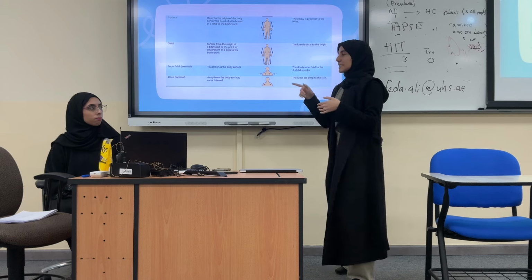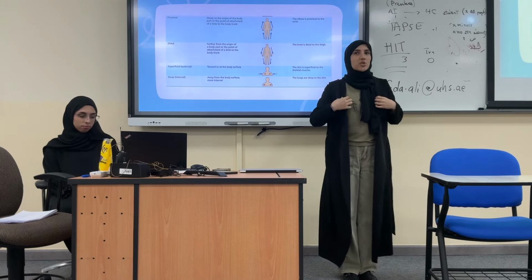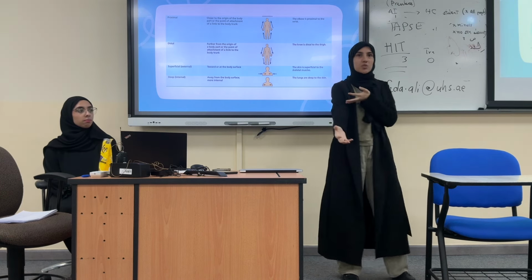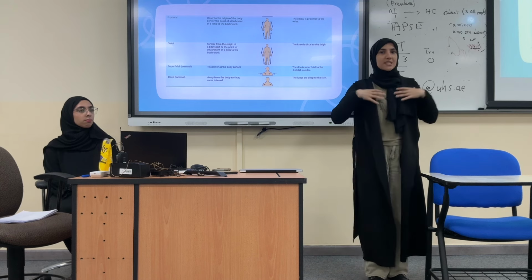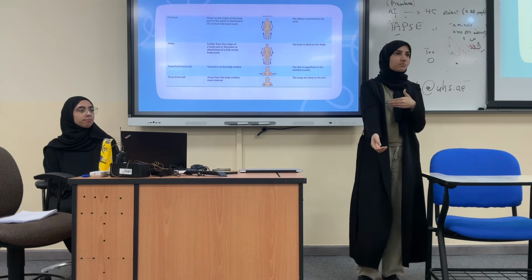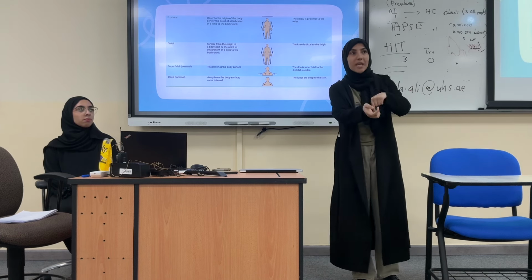Now proximal and distal. Proximal and distal is what's closer to the origin of the body. The origin of the body is usually the trunk. This is the origin. So what's closer? For example, I have here my elbow and my wrist. This is the trunk, right? This is my elbow, this is my wrist. What's closer to the origin? The elbow. So the elbow is proximal to the wrist.